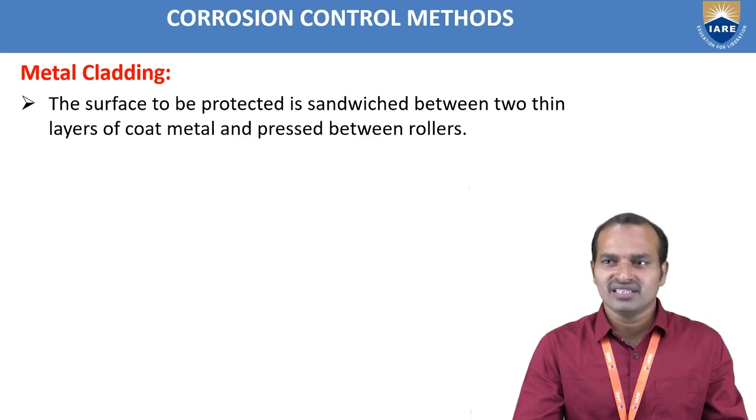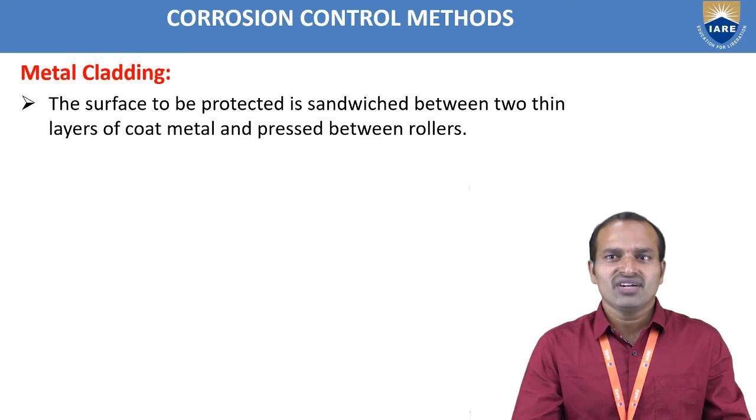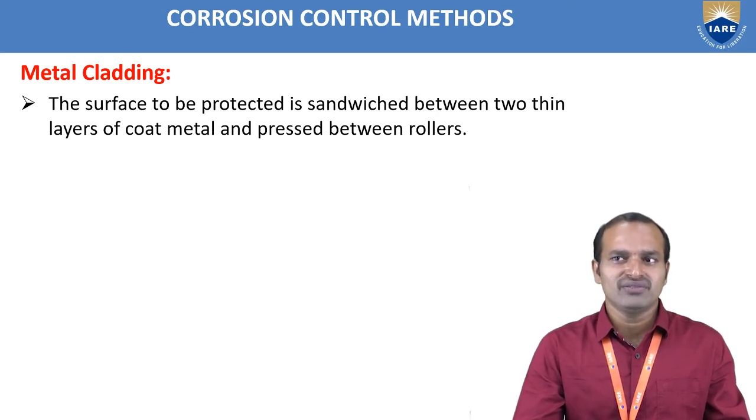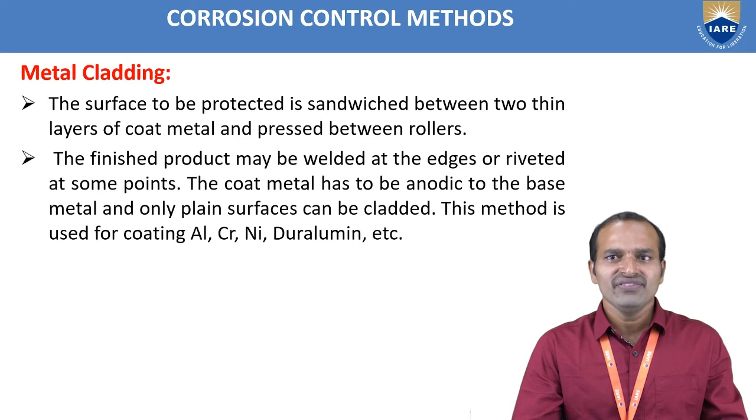How the metal cladding sheets are formed, let us discuss now. The surface to be protected is sandwiched between two thin layers of coat metal and pressed between rollers. So the base metal is pressed between the rollers. The finished product may be welded at the edges or riveted at some points. After the process, we get the sheet. The sheet edges are welded, or in other areas it is riveted with screws.